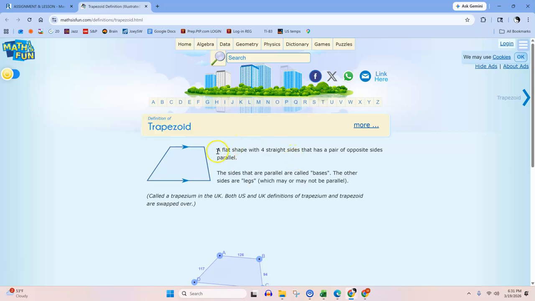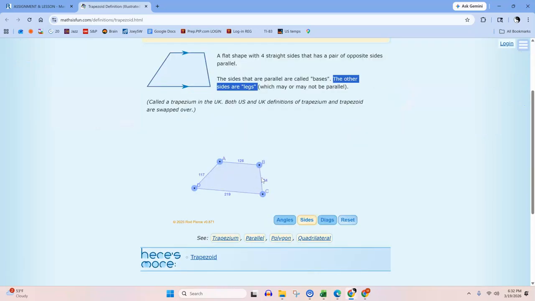What is a trapezoid? It's a flat shape, 4 straight sides, 1, 2, 3, 4, and one pair of opposite sides are parallel, only one. So these arrows show that these two sides right here are parallel, but the other sides are not parallel. So we learned that a parallelogram has all 4 sides that are parallel. Trapezoid only has 2 opposite sides that are parallel. The other sides are called legs.